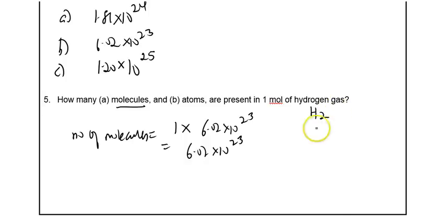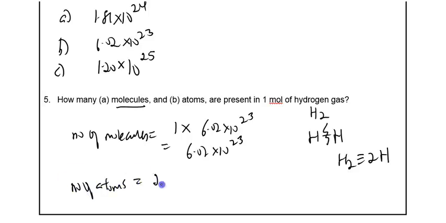And H2 is actually made up of 2 hydrogen atoms. So how many atoms are present? If you were to split the covalent bond which holds the hydrogen atoms together, 1 H2 molecule actually gives us 2 hydrogen atoms, which means that the number of atoms we have would be double that of the number of molecules, giving me 1.2 times 10 to the power 24 hydrogen atoms.